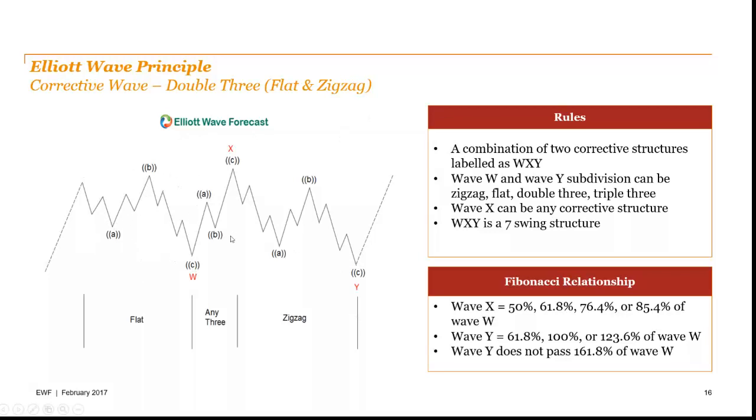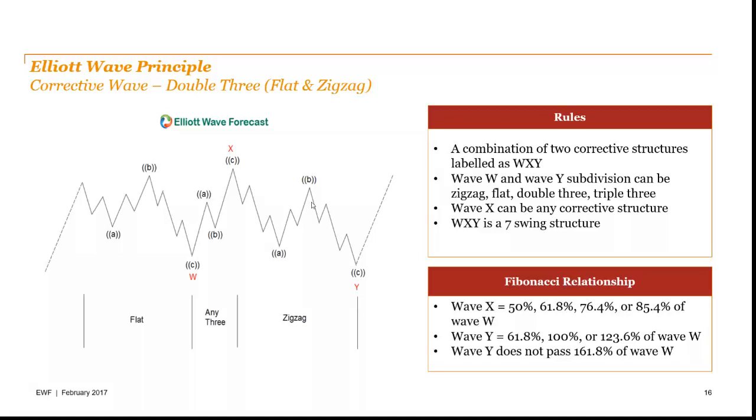All right, now double 3 is nothing more than 2 corrective structures. But remember, when we're talking about 2 corrective structures, I'm not just talking about any, there are only limited corrective structures that you need to memorize. Like I said, you just need to understand a flat, a zigzag, and a double 3. Most of the time, those cover like 90% of corrective structures anyway, right? Zigzag, flat, double 3. That's all you need, all right?